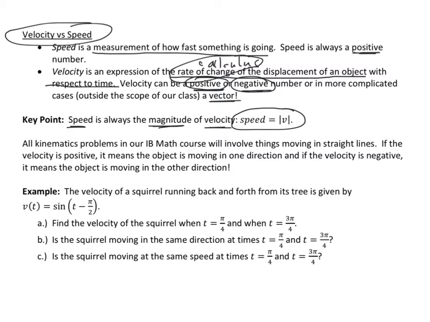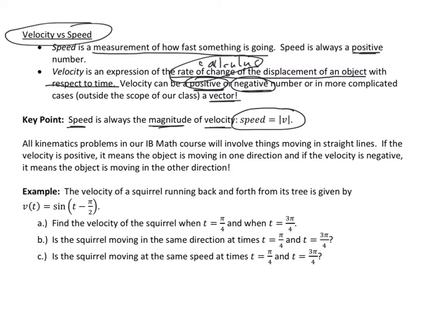So if you throw a ball up in the air, velocity positive means it's going up, velocity negative means it's going down. If you've got an object that's moving along the x-axis, cool, then positive velocity probably means it's moving to the right, in a positive direction, and negative velocity means it's moving to the left, in a negative direction.